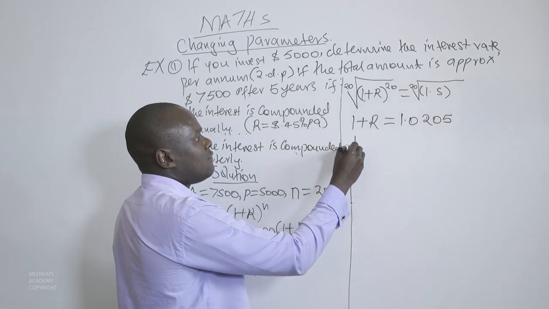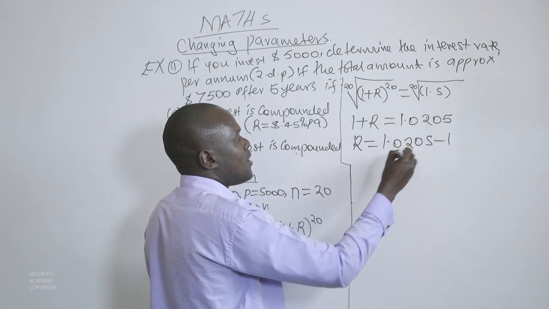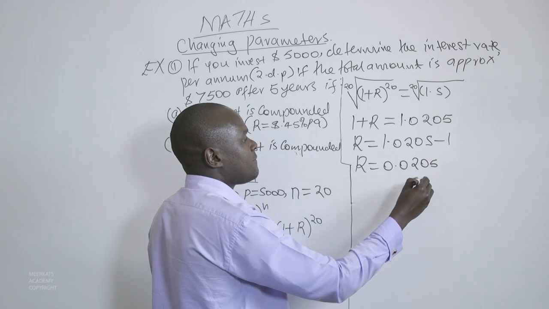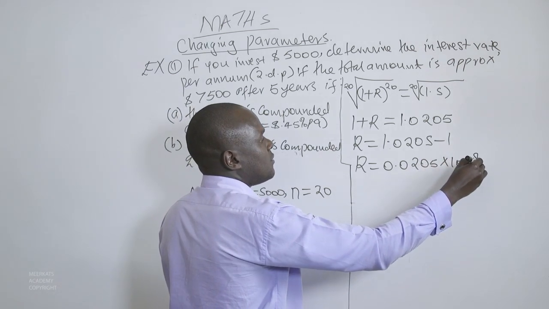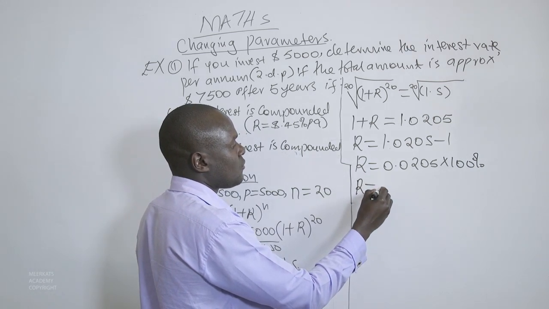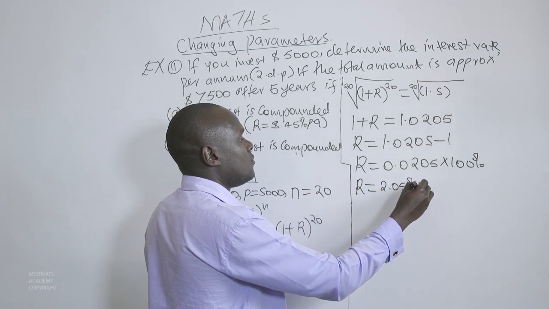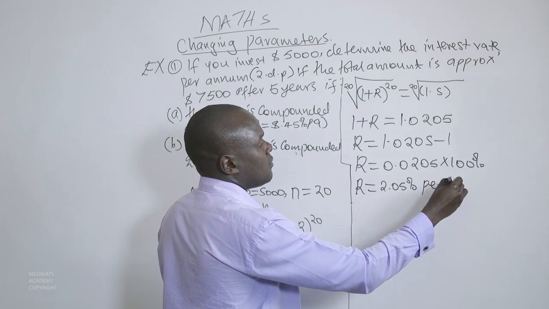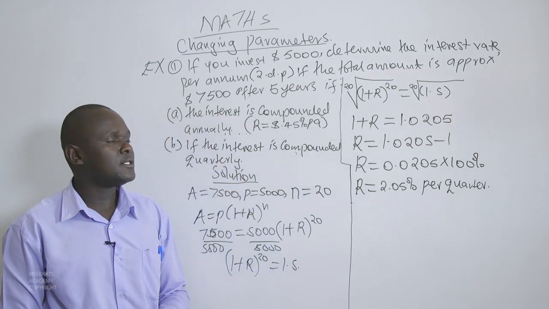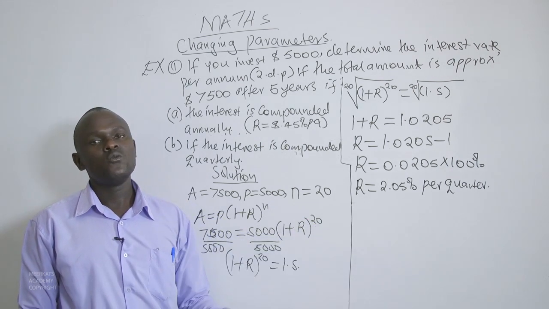So from this we can have our rate being equal to 1.0205 minus 1, and r will be equal to 0.0205. We multiply this by 100 to convert to percentage, and r will be equal to 2.05% per quarter. Remember, we were using quarterly compounding. So this rate that we have obtained will be per quarter.